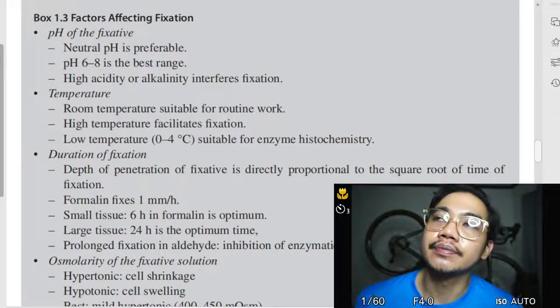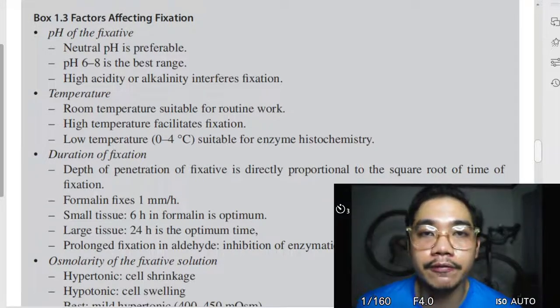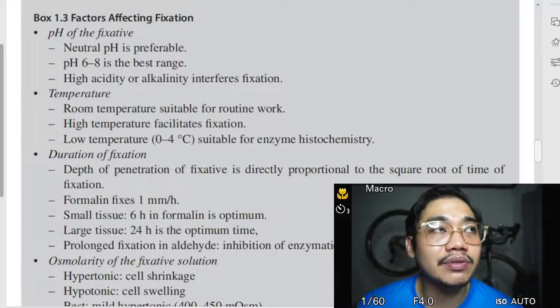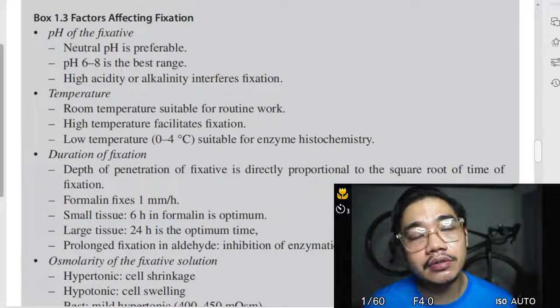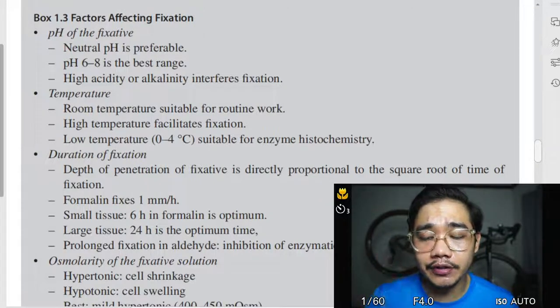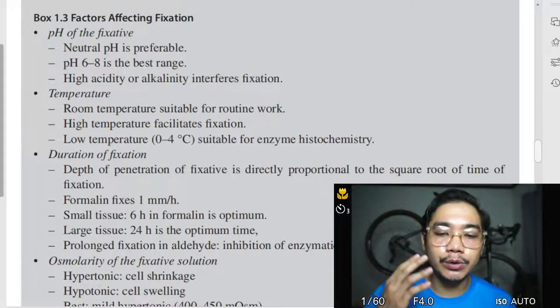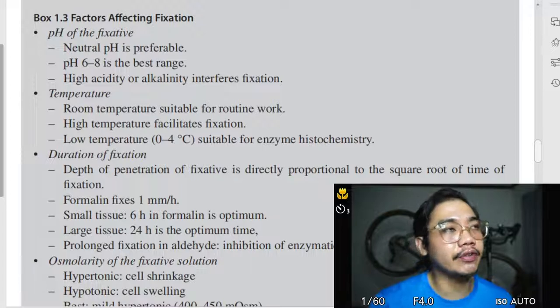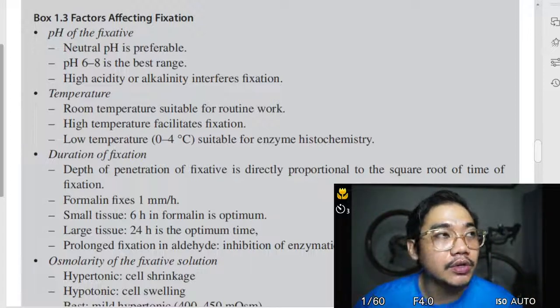Pero usahay, of course there are some small specimens na 5 mm lang, but most of the time pagka ng mga dagko jud, so na yung mga breast na dagko kayo, na yung mga bone, really needs to have a longer fixation time, and you really need to replace the formalin because makonsume lagi ang formalin, no? So what happens if makonsume siya?